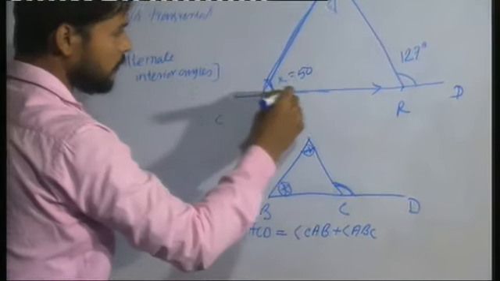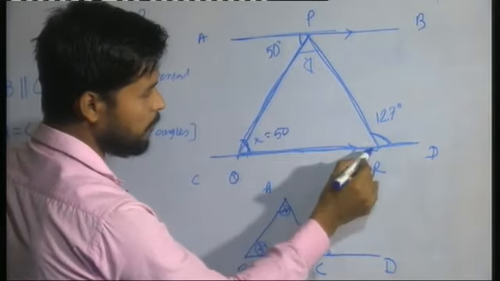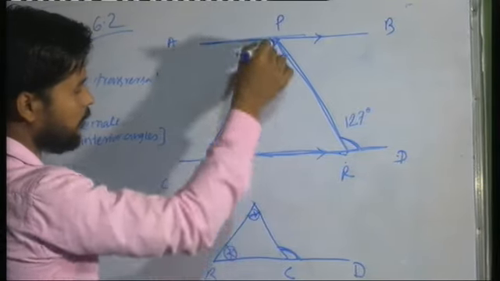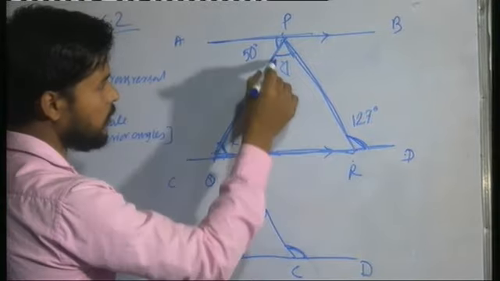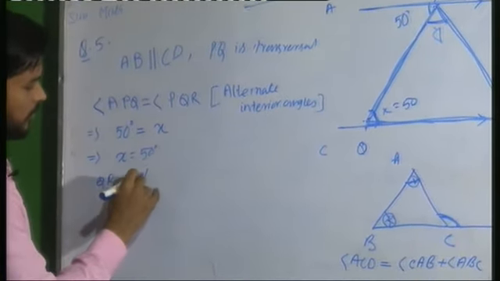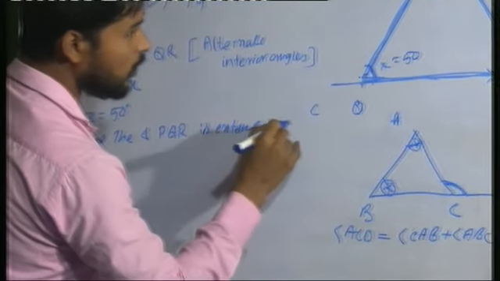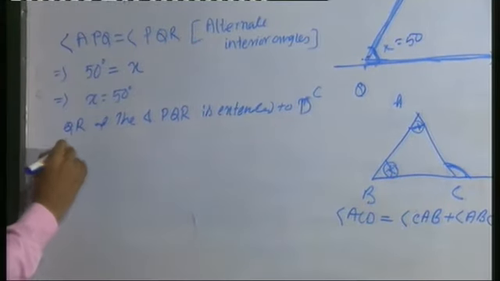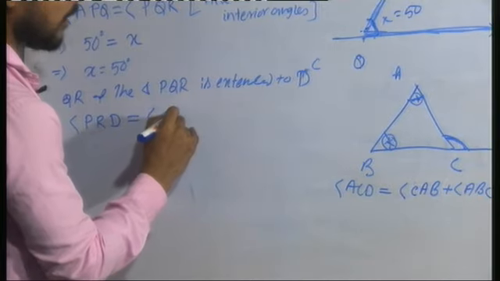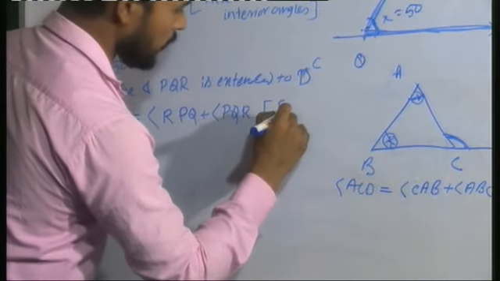Look, PQR is a triangle whose side QR is produced to the point D. So this is the exterior angle. PRD is the exterior angle, which will be equal to the sum of this angle and this angle, that is, angle RPQ and PQR. So we'll write that if the side QR of the triangle PQR is extended to the point D, then the exterior angle PRD will be equal to the sum of angle RPQ plus angle PQR. This is called the exterior angle property.